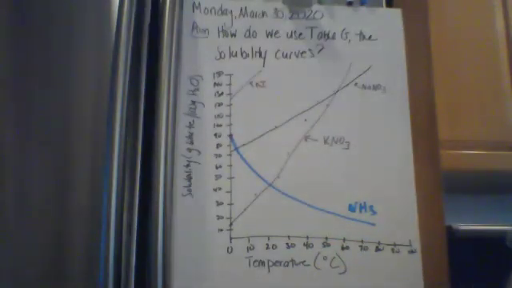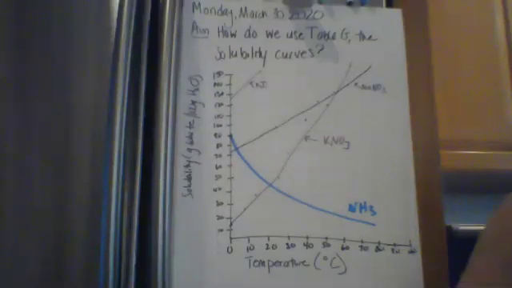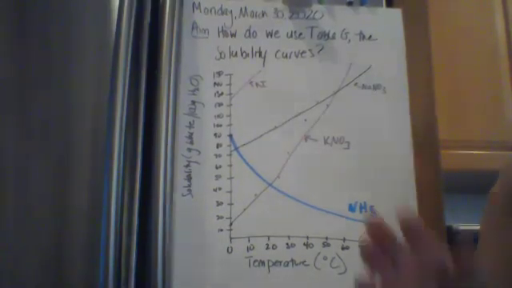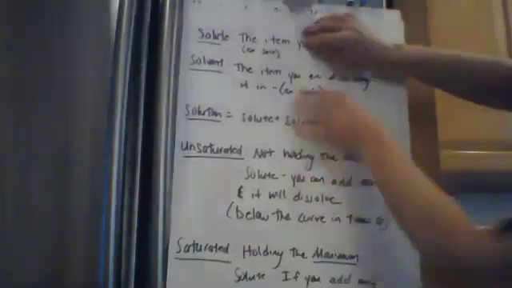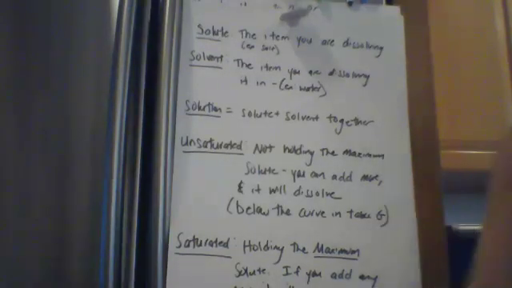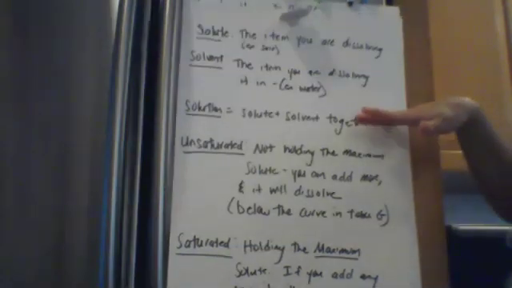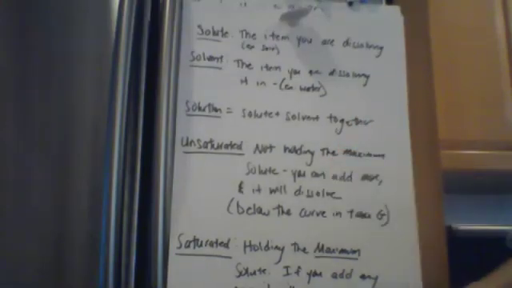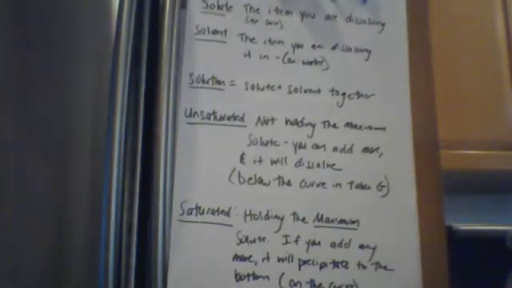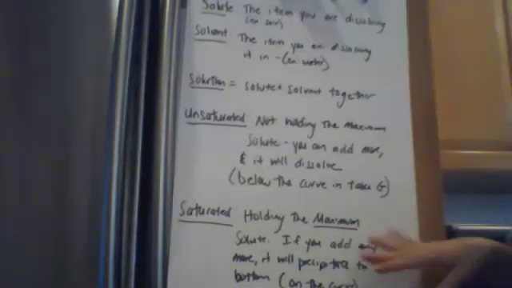But before we do, I want to go over a few terms that you may or may not be familiar with. So I just wanted to refresh some terms before we start looking at Table G. So we'll hang it up first. A few terms that you should be comfortable with are solute, solvent, solution, unsaturated, saturated, and then eventually we'll get to what supersaturated means, which is not on here.